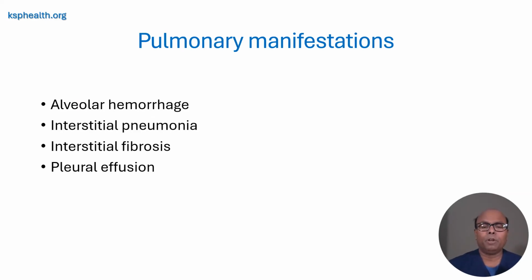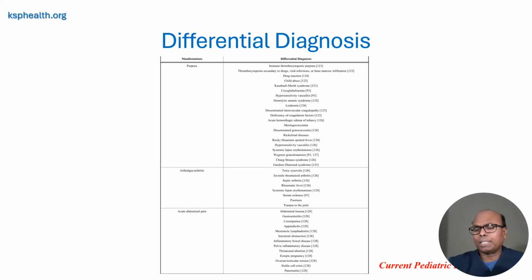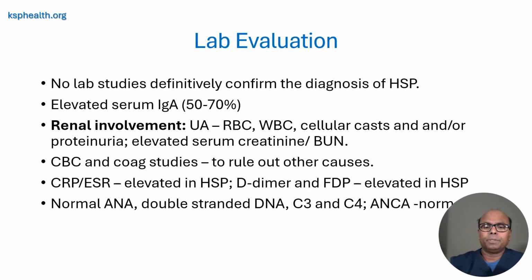It can present as alveolar hemorrhage, interstitial pneumonia, interstitial fibrosis, and poor perfusion. It can cause myocarditis, myocardial necrosis, or infarction, and uveitis. As the slide shows, there are lots of conditions in children or adults that can present like purpura, arthralgia or arthritis, and acute abdominal pain.